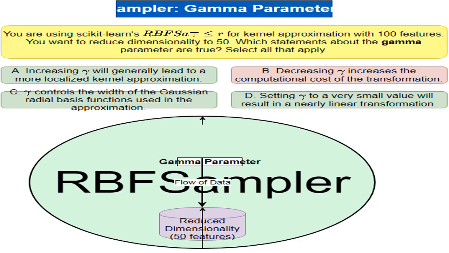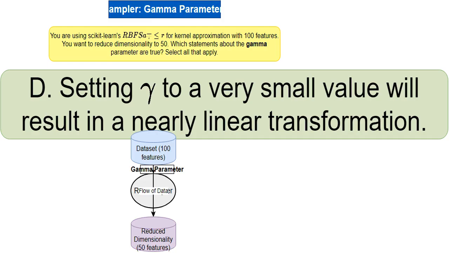This statement correctly describes the role of gamma. Gamma directly determines the width, or spread, of the Gaussian functions involved in the kernel approximation. With a very small gamma I have very wide Gaussian functions, which means I essentially average over a large area and approximate my data using a simpler, almost linear, transformation.